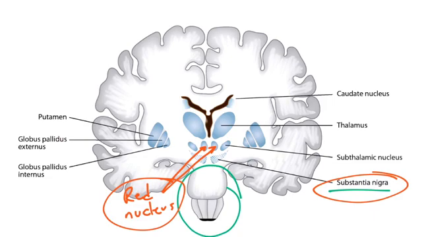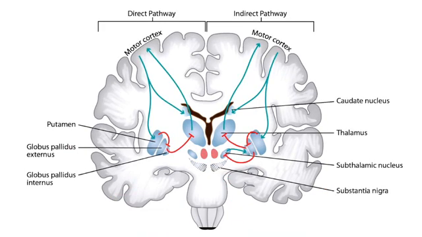So now that we have our landmarks, let's discuss the direct and indirect pathways of the basal ganglia. On the left, we have demonstrated the direct pathway, and on the right, we've demonstrated the indirect pathway. It's important to recognize that both the indirect and direct pathways are on both sides of the brain, but for simplicity in this lecture, we will illustrate the indirect and direct pathways separately on separate parts of the brain. So now let's first discuss the direct pathway.